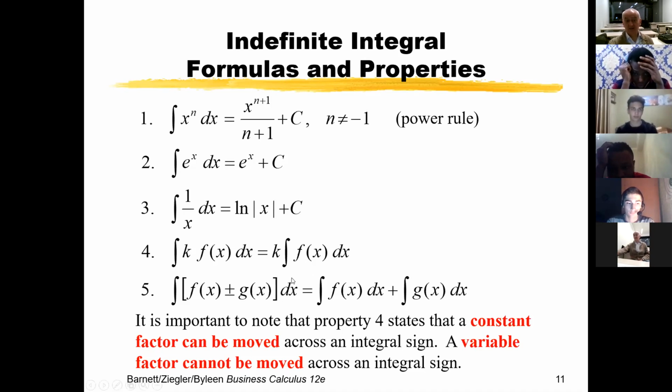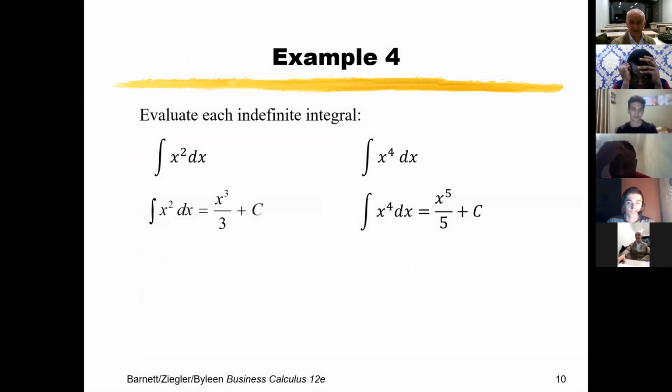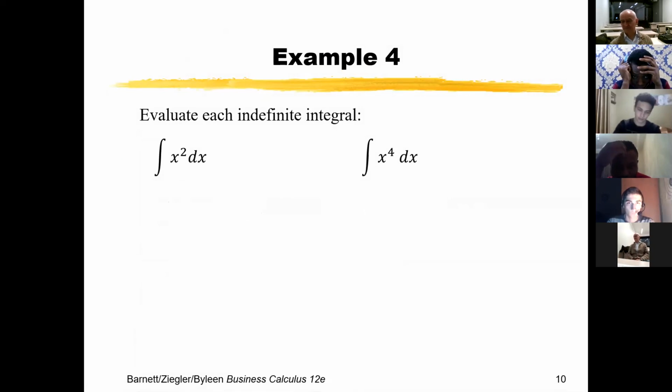In fact, here are 2 formulas, when we have f(x) plus g(x), and when we have f(x) minus g(x). Two in one. Okay, now let's go back and find these integrals using this formula.